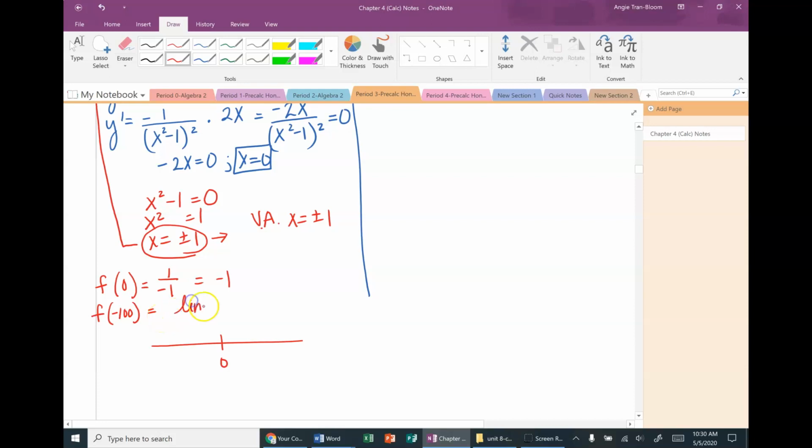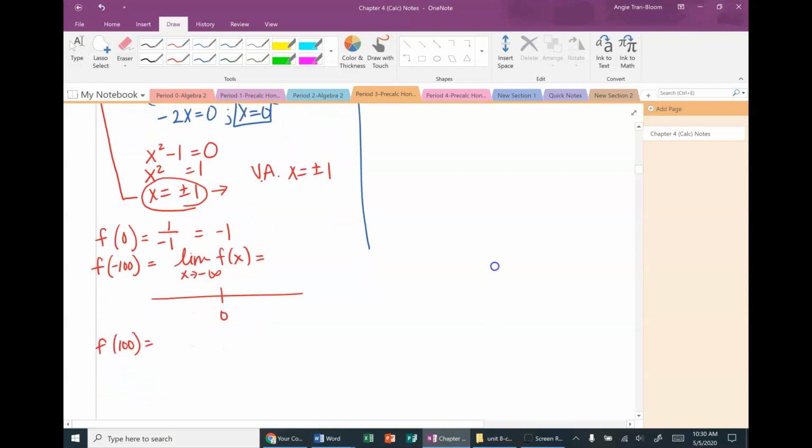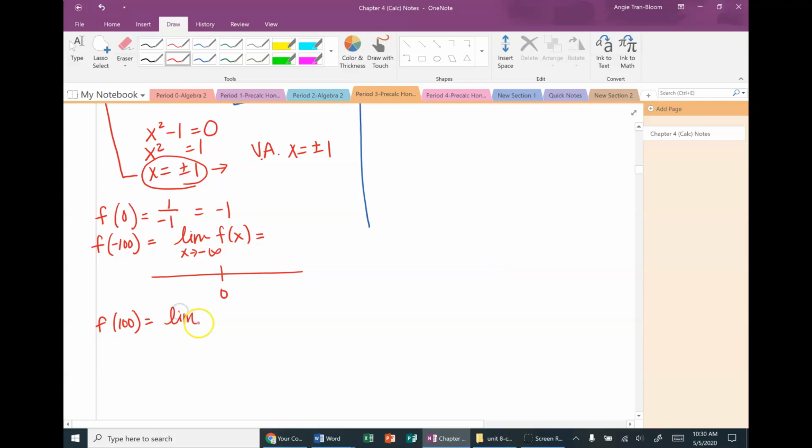You can think of it as the limit as x approaches negative infinity of f of x. That's exactly the same thing. And then we also use, for me, positive 100. Again, that's the same thing as thinking, okay, well, the end behavior on the right side, that's going to be positive infinity of your regular function. Either way, it should give you the same picture.